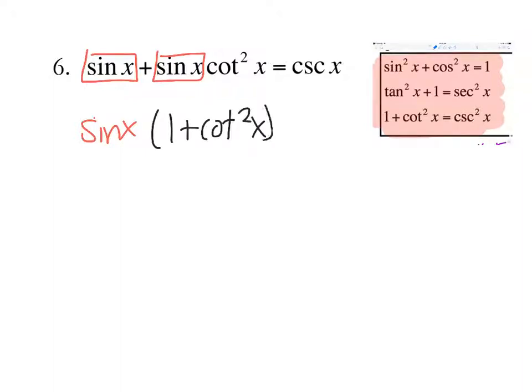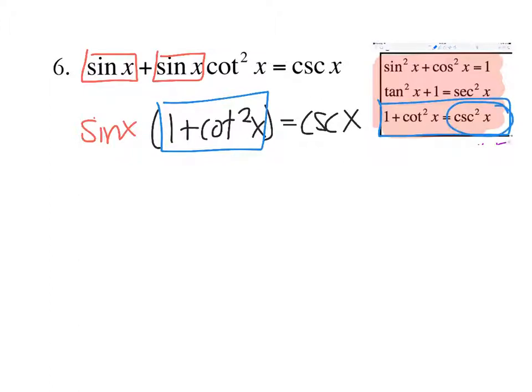Cotangent squared x equal to cosecant x. And then I can look for a replacement for that 1 plus cotangent squared x. That is actually equal to, if we look at over here, I can replace that whole thing with cosecant squared x. So it's going to be sine x times cosecant squared x has to equal cosecant x.